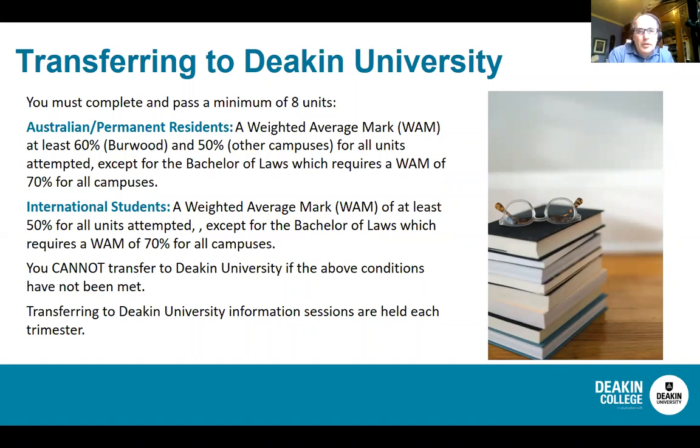At Burwood campus, you need 60 if you're an Australian or permanent resident, and 50 at other campuses, that's at Waterfront or on the cloud. If you're an international student, you need a WAM of 50. And if you want to do the Bachelor of Laws, you need a WAM of 70 for all campuses. So you're unable to transfer to Deakin University unless you pass all the 8 units and meet the required WAM.